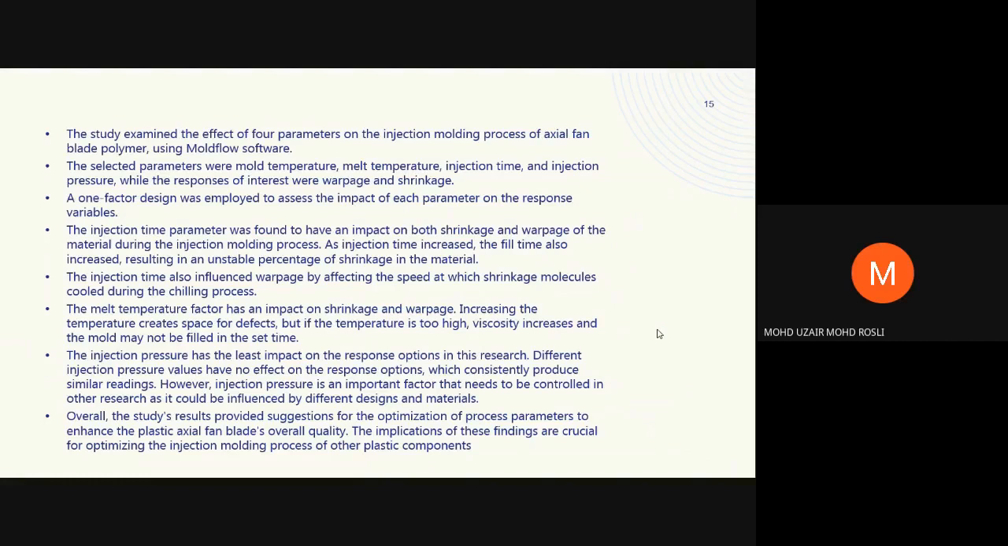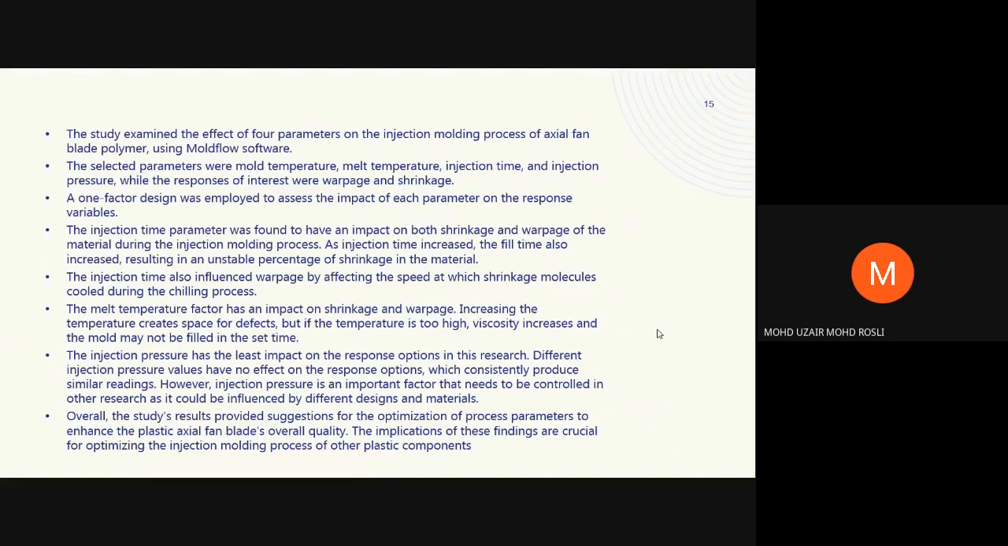The injection time parameter was found to have an impact on both shrinkage and warpage of the material during the injection molding process. As injection time increased, the fill time also increased, resulting in an unstable percentage of shrinkage in the material. The injection time also influences warpage by affecting the speed at which shrinkage molecules pull during the chilling process.